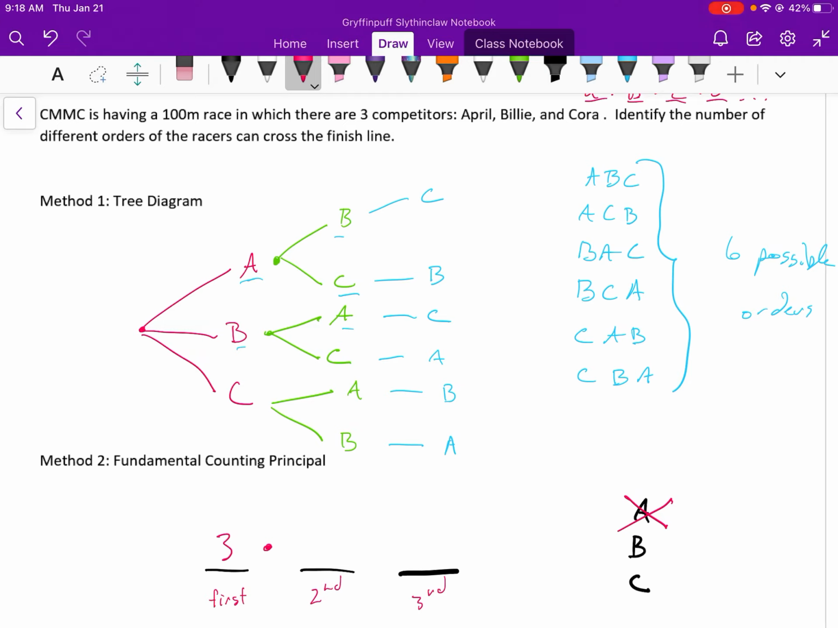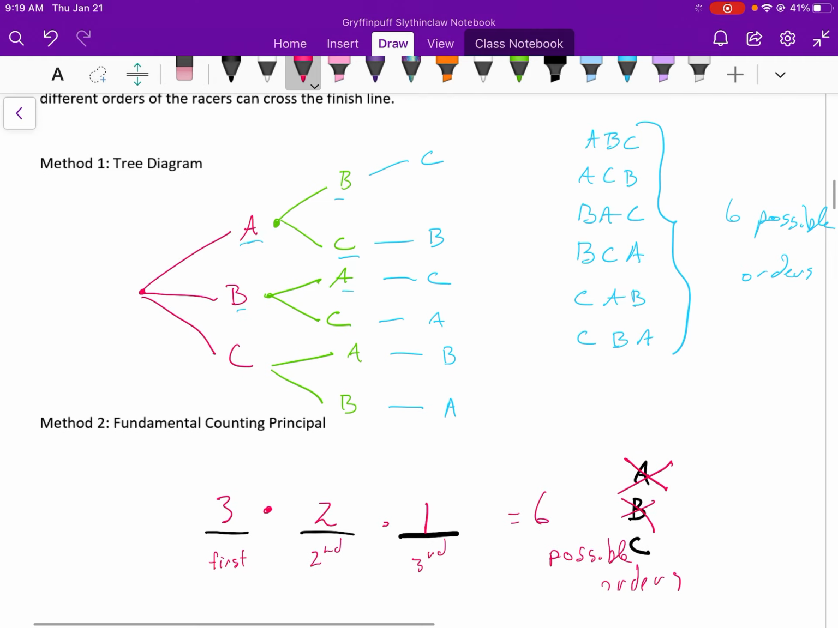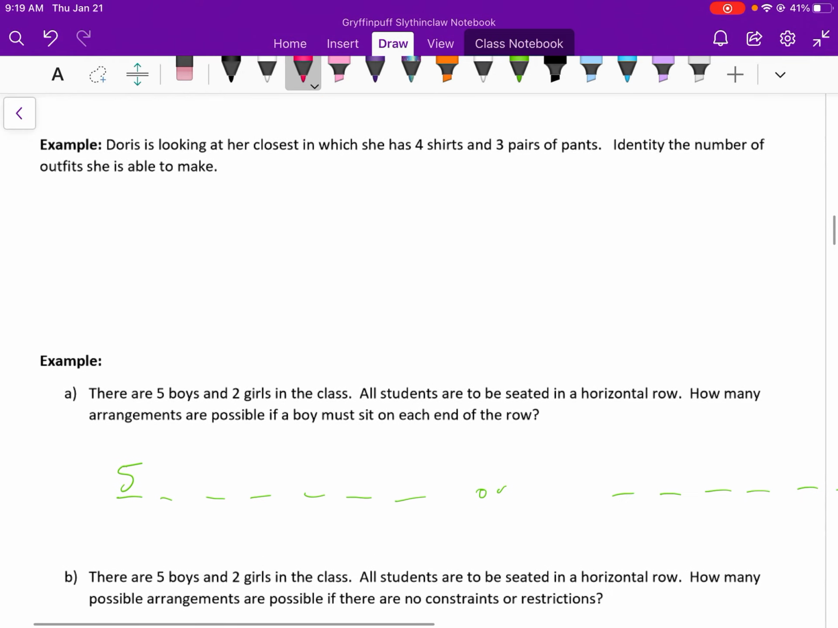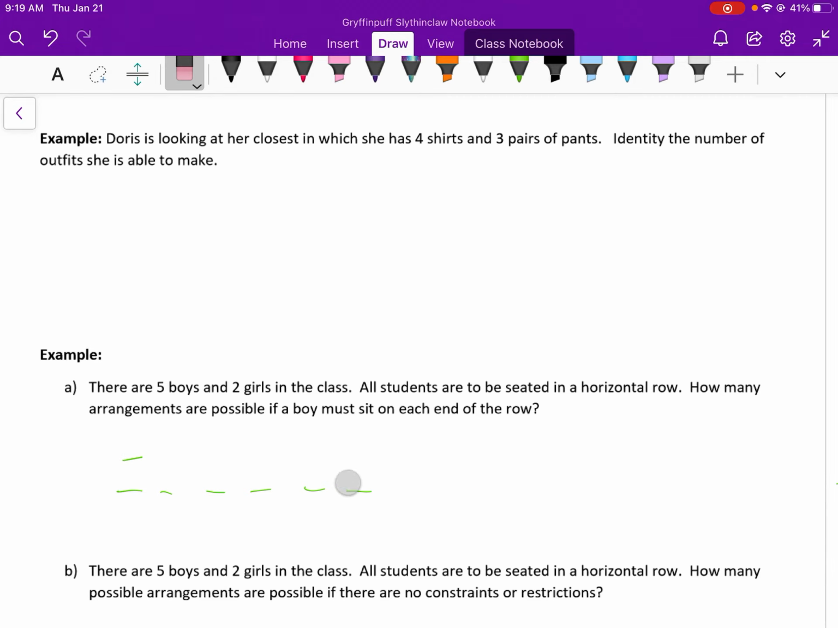Now let us assume that April came in first. How many options are there for the person who came in second? Now there are only 2 remaining people. How many options for third? After you have first and second, there's only 1 option left. And what we get is 6 possible orders, exactly the same as the tree. Now, look at the amount of work that has to be done for method 2. It's far easier to think about it in method 2, the fundamental counting principle.